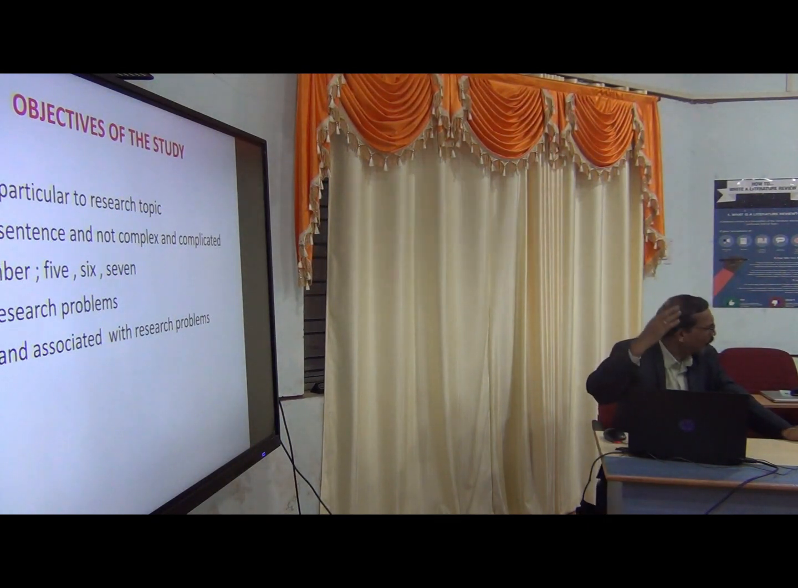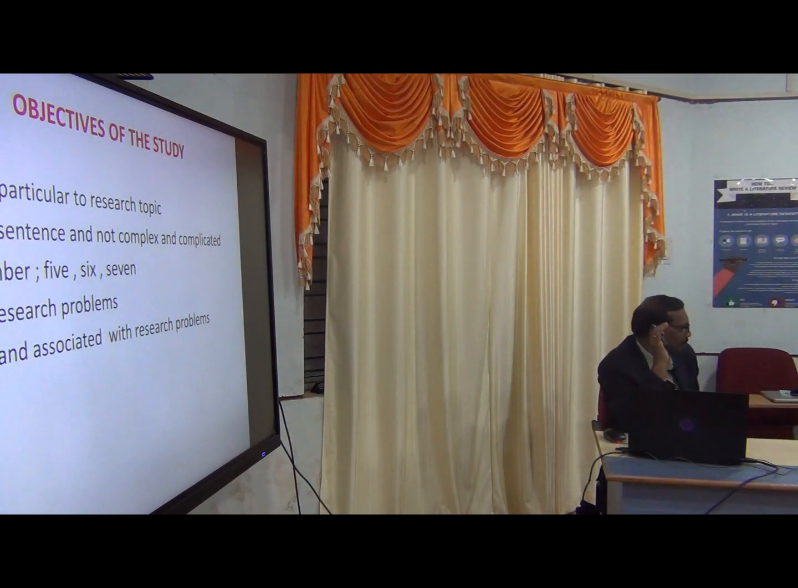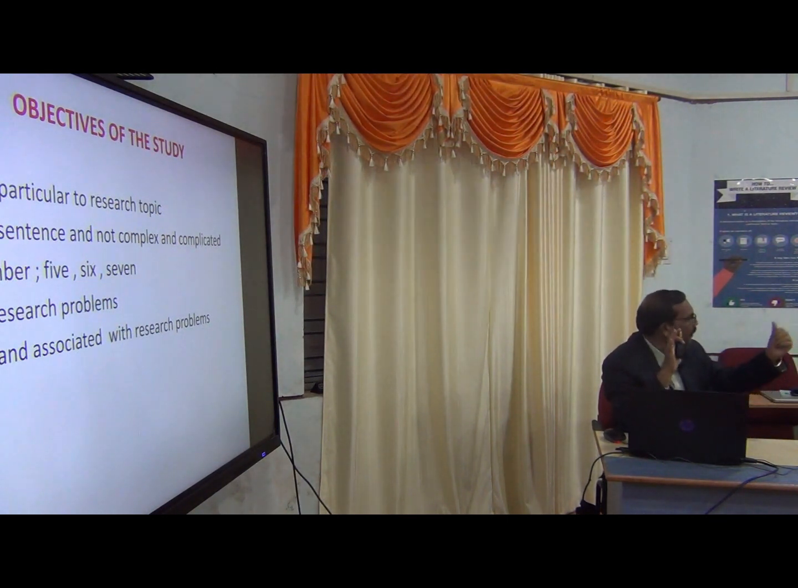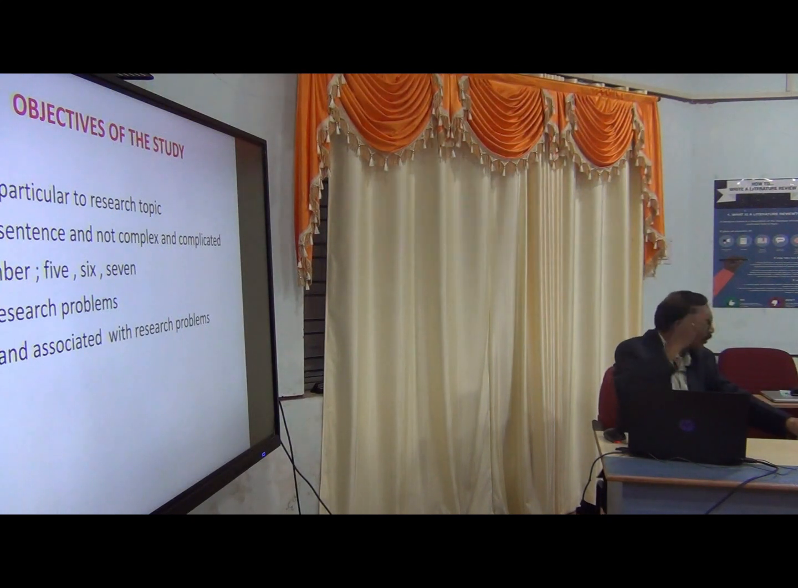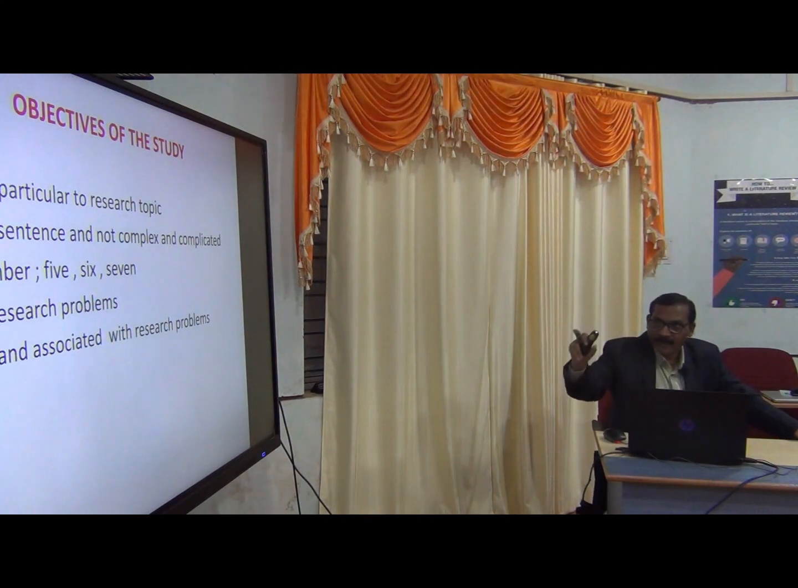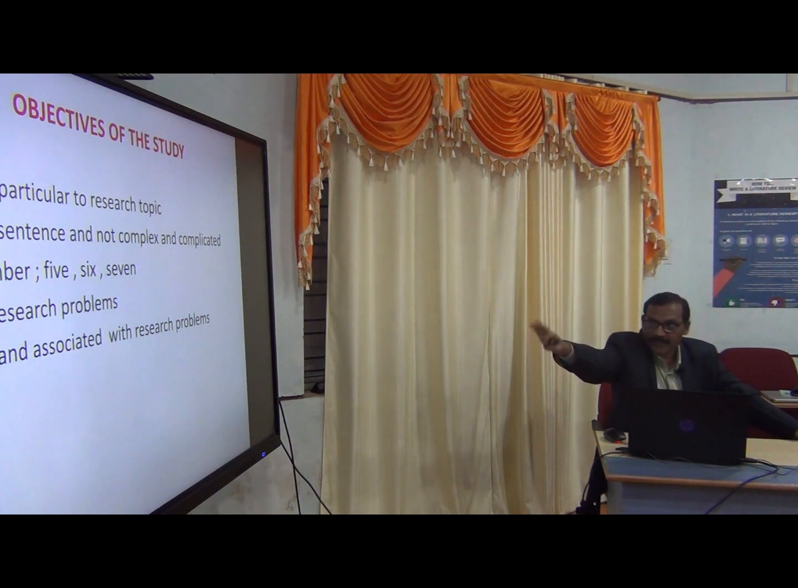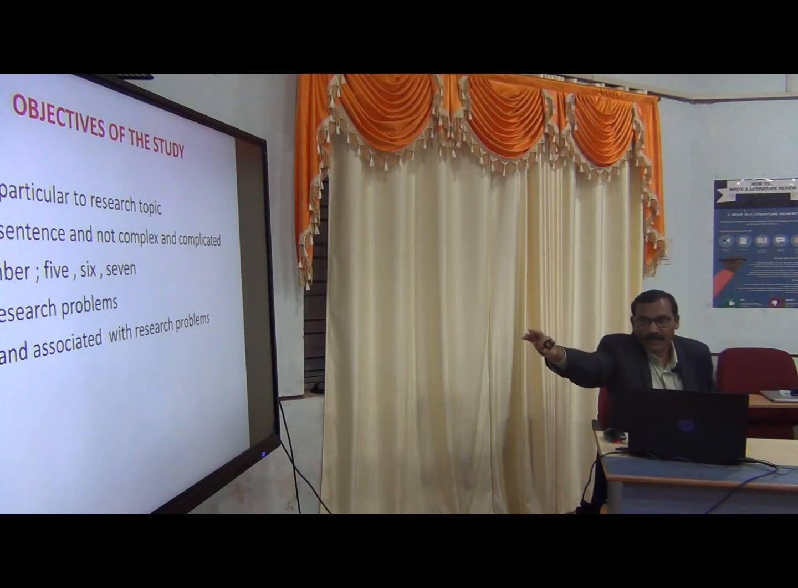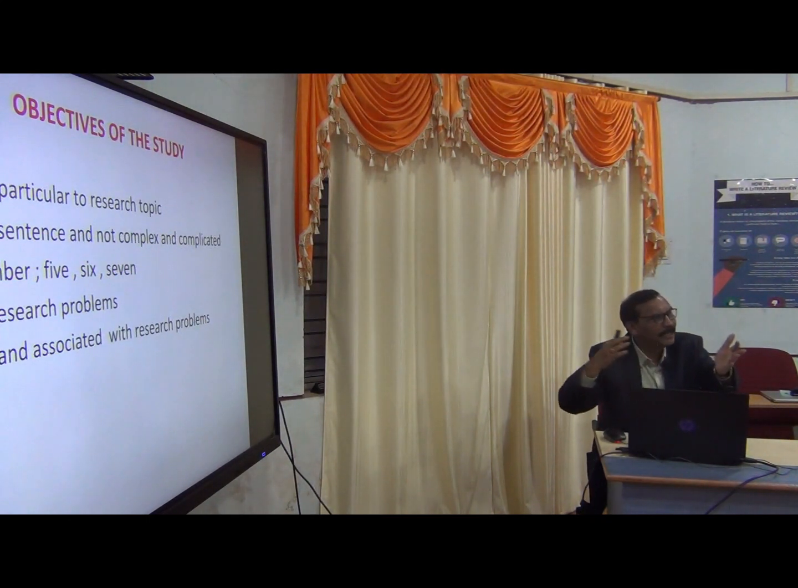Because more the objectives, more the scope, and it is very difficult. Research becomes complicated because formulating 7 objectives is very difficult. Objectives should be specific, relating to research problem, relating to research questions. So that precaution is necessary. Those objectives should be relating to research problems and research questions, and more importantly, interlinking should be there.